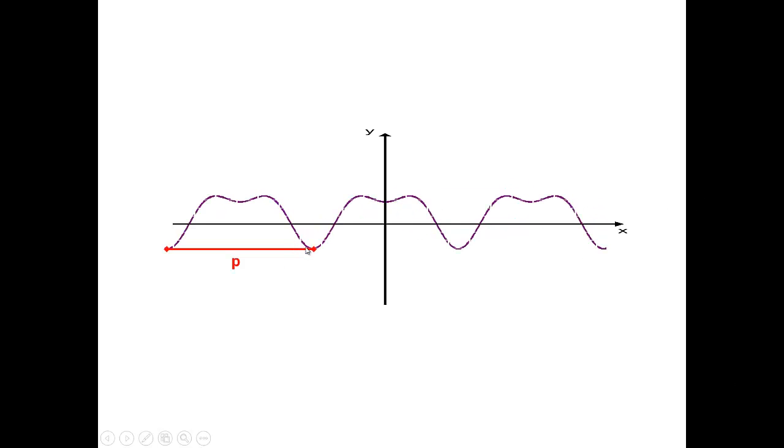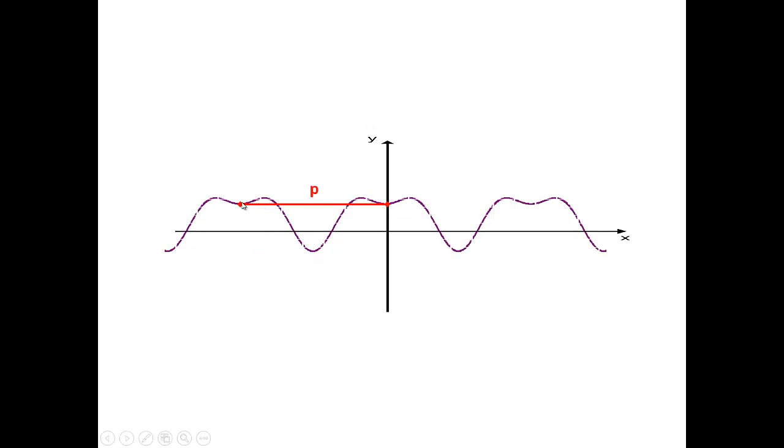On this curve, I took the minimum values from here to here. This is one period. Notice it repeats over and over. We can take that same curve and measure from this bottom point right here to an identical bottom point, and that's the same distance.